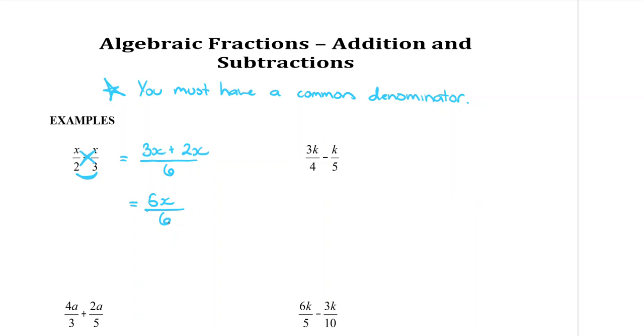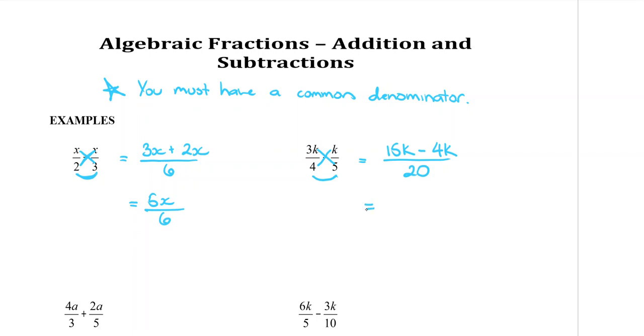So it still works for subtracting. The second one here is subtracting. We're going to times those together. 4 times 5 is 20, so a big fraction with 20 on the bottom. Then we start with the top left and multiply diagonally down. 3k times 5 is 15k. This time we're subtracting, so we want a minus sign there, and then we multiply the other diagonal. 4 times k is 4k.